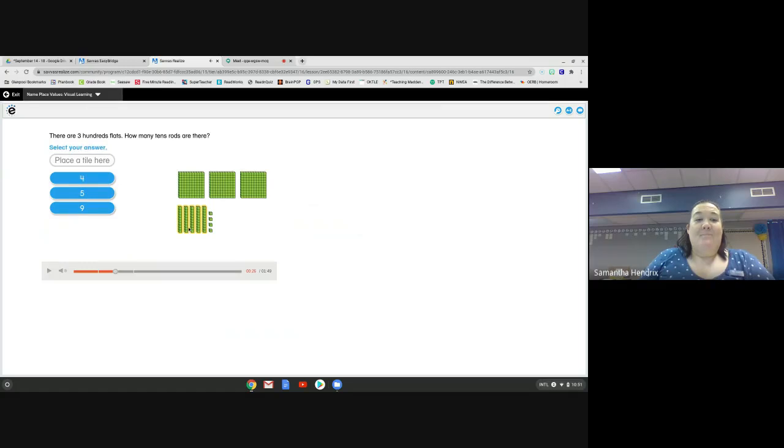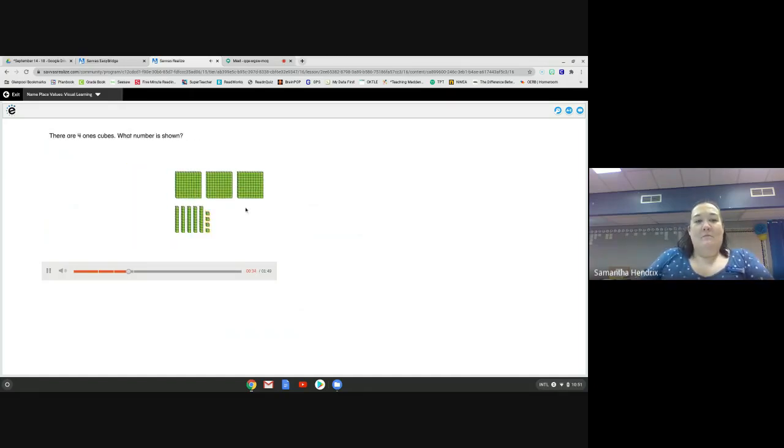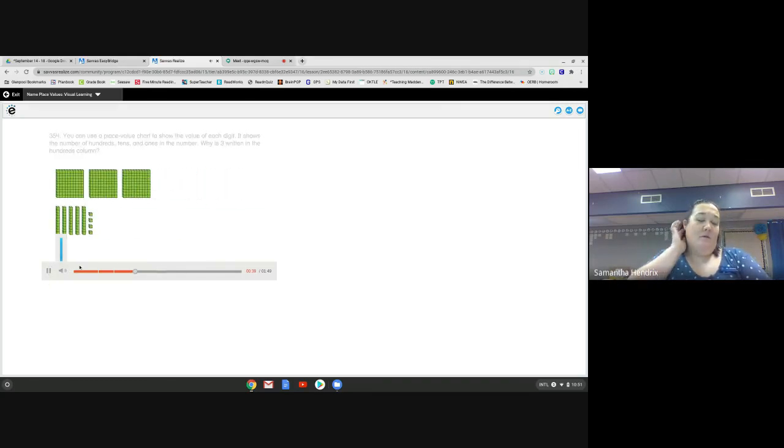Select your answer. So are there 4, 5, or 9 tens? These are the tens rods. So let's count: 1, 2, 3, 4, 5. There are 5 tens rods. How many ones cubes are there? There are 4 ones cubes. What number is shown? So we have 354. So that's how we would write our number, 354.